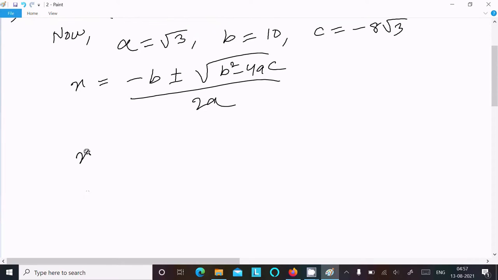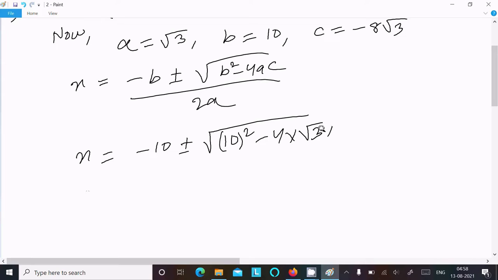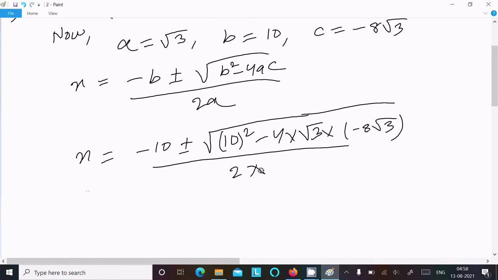So here x equals minus b, minus 10 plus minus root of b square, 10 square, that is 100, minus 4, a value is root 3, c value is minus 8 root 3, divided by 2 into a.